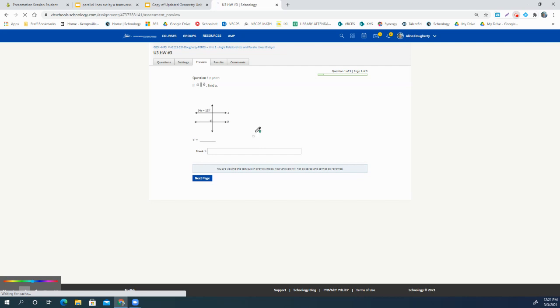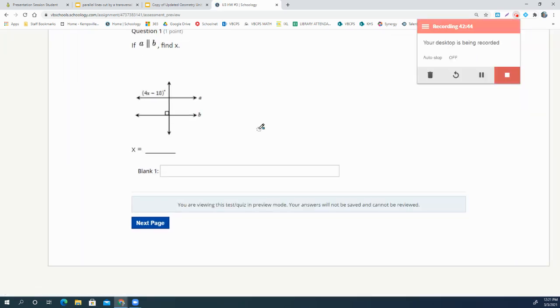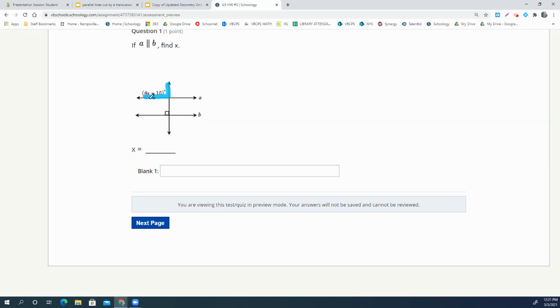In question number 1, how are we going to set up this equation? What's the relationship between 4x minus 18 and this angle that's marked with a box? They're corresponding, so they're going to be equal, right? So I get 4x minus 18, and I set it equal to what? 90. How'd you get the 90? Because they're corresponding, and it's got that little right angle mark, right?